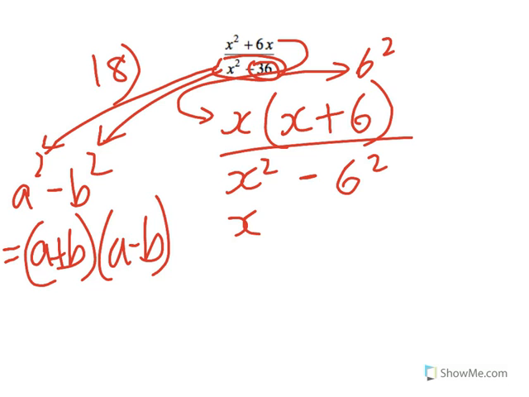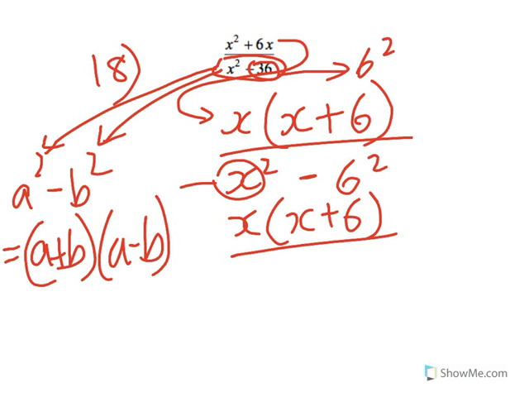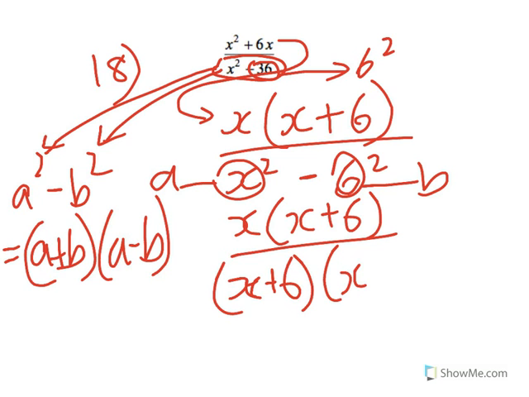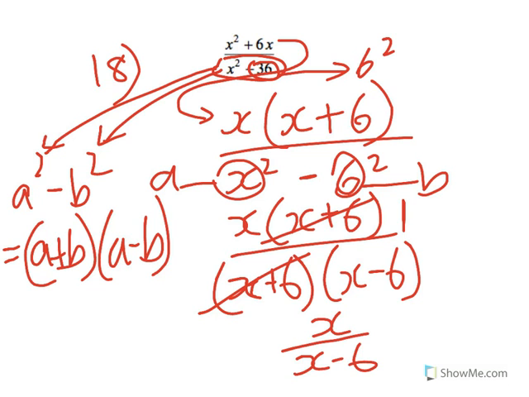So it becomes x times x plus 6 over, this is kind of like your a, and this is kind of like your b, x plus 6 times x minus 6. So this and this divide to form 1. So 1x, or x over x minus 6. So this is the simplified form.